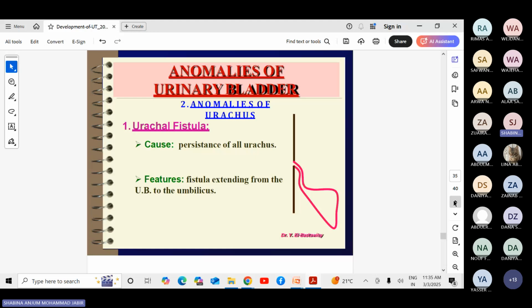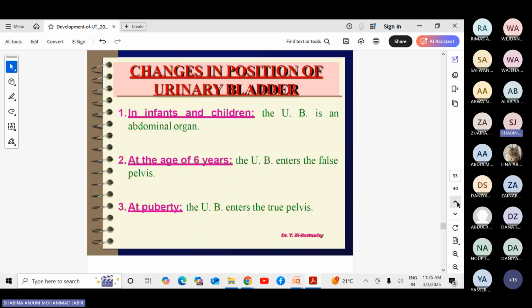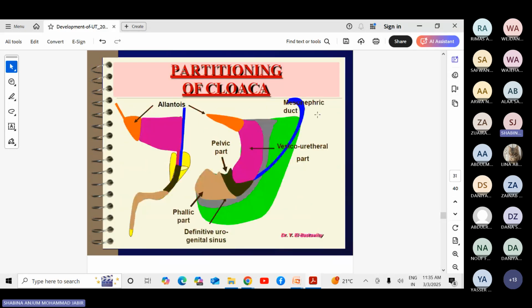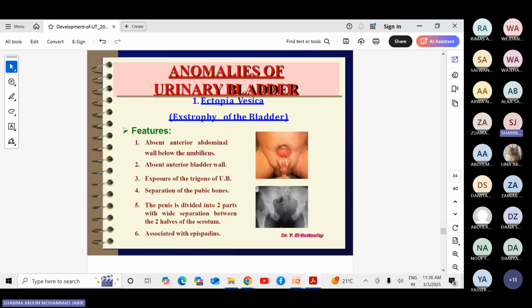Now there is one condition, exstrophy of the urinary bladder. So what is this? This is called ectopia vesicae. Here, this is the location where we should have the anterior abdominal wall. We know that when development occurs, it occurs in all directions, meaning the gut tube, the muscles, the skin, the nerves, all other structures are developing together.